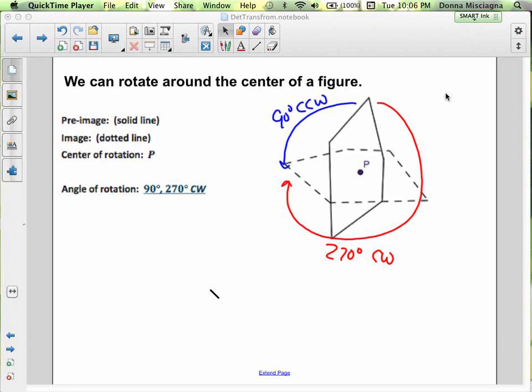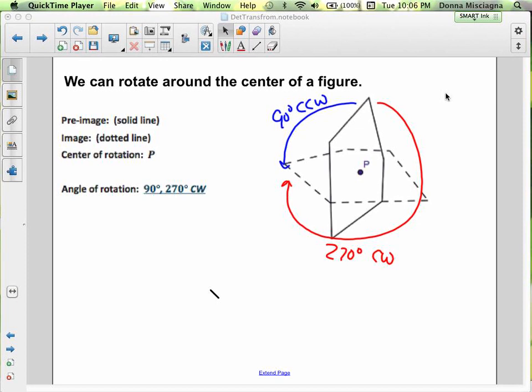And so there's two ways we can think of this. P is our center of rotation. We can either think of it as a 270-degree clockwise rotation or a 90 degrees counterclockwise rotation. I said this particular figure doesn't have rotational symmetry. Doesn't mean we can't rotate it around its center. We can definitely rotate it around the center.